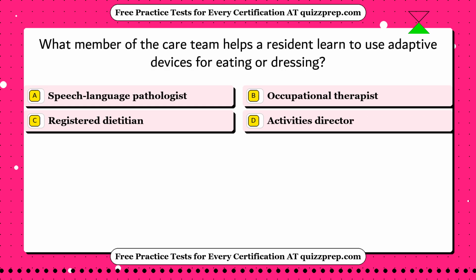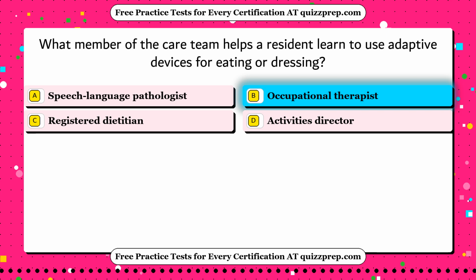Question 54. What member of the care team helps a resident learn to use adaptive devices for eating or dressing? Option A. Speech-language pathologist. Option B. Occupational therapist. Option C. Registered dietitian. Option D. Activities director.